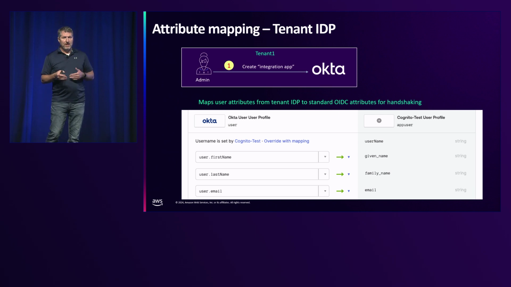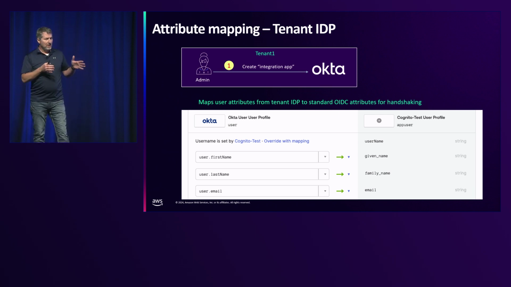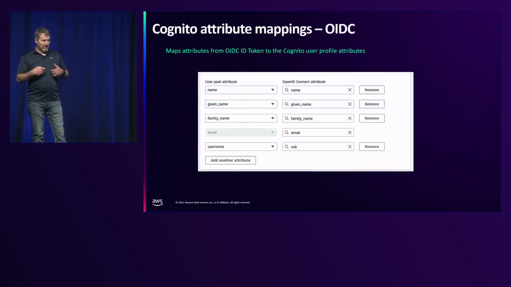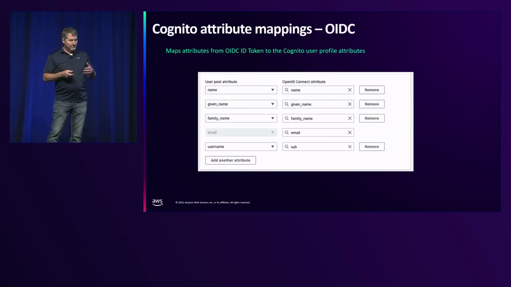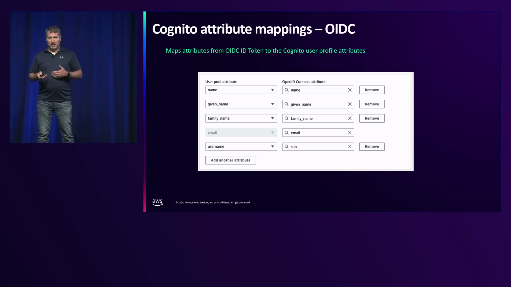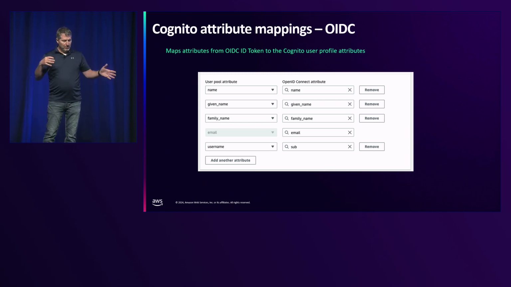So when we create that integration app, most IDPs are going to have the ability to take whatever the version of reality is on their side and map it to some standard. In this case, it's OIDC. And then also on the receiving side, on the Cognito side, we'll take those standard OIDC attributes and map those to our user attributes. So we do have the ability to kind of normalize, if you will, their version to our version. And again, they're the source of truth.